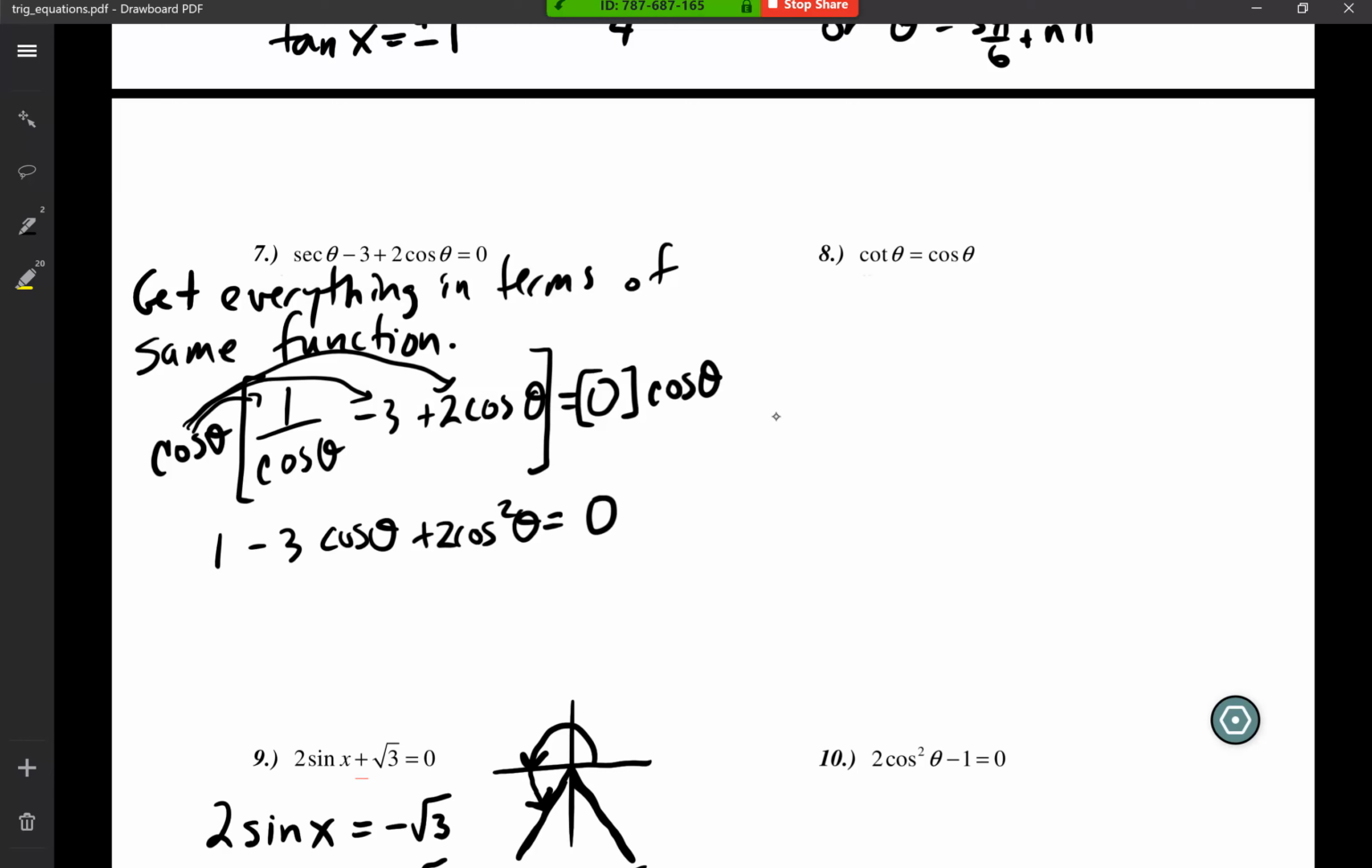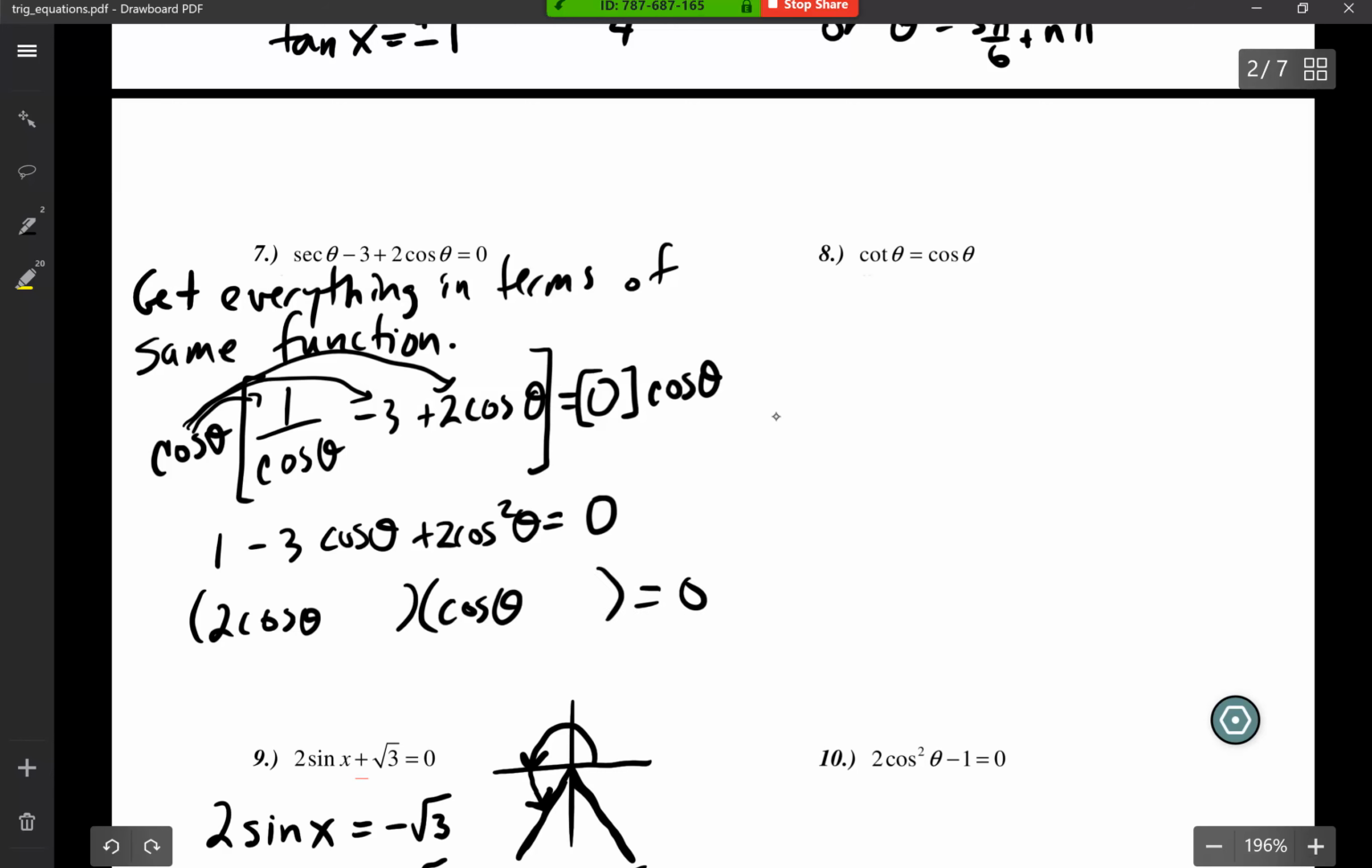All right, so let's see if we can factor this thing. If we're going to get a 2 cosine squared theta, I need to use a 2 cosine theta and a cosine theta. And now I need a plus 1, but I also need a minus 3 cosine theta. So I need to use minus 1 in both cases. So that factors as 2 cosine theta minus 1 times cosine theta minus 1.